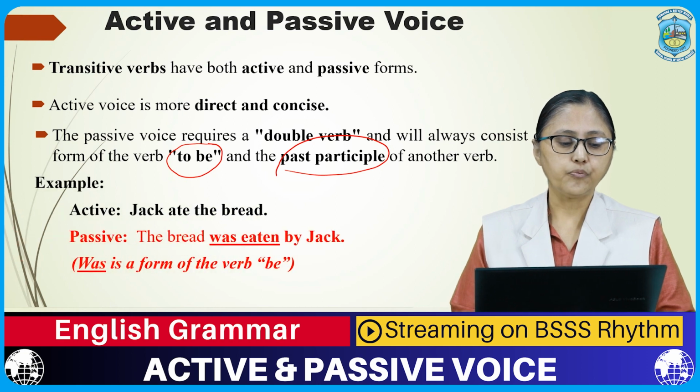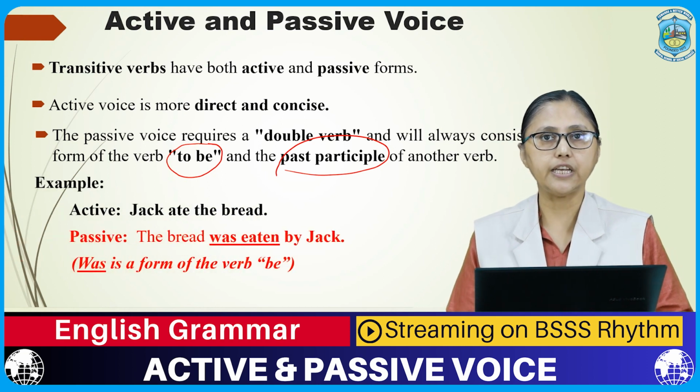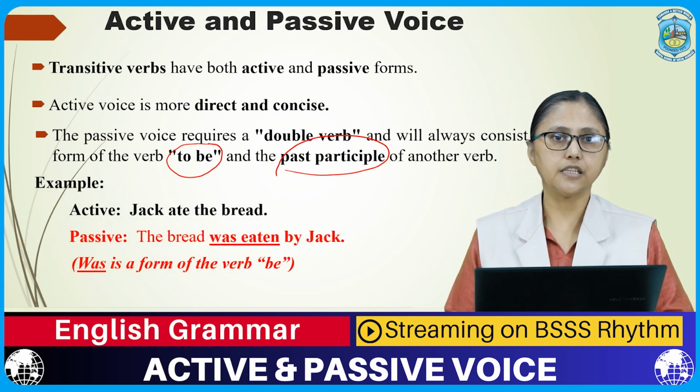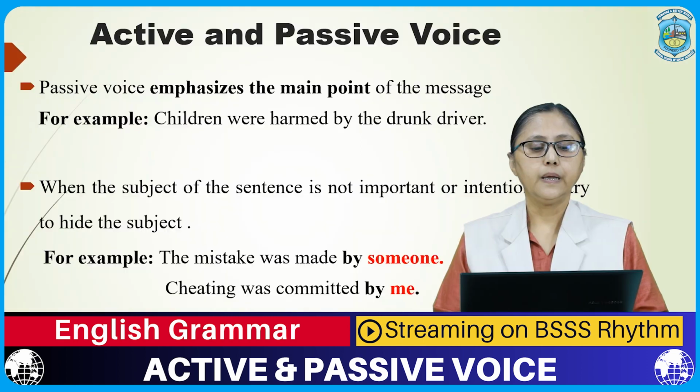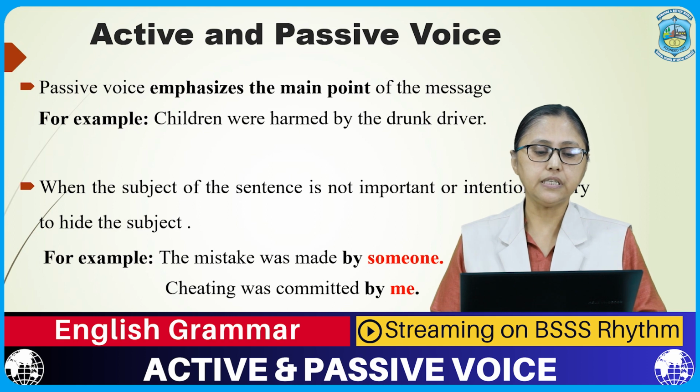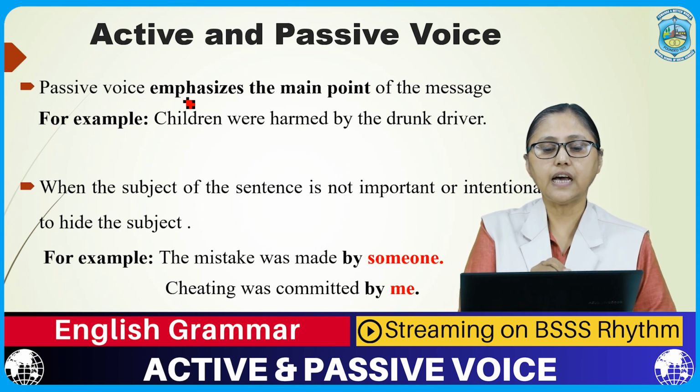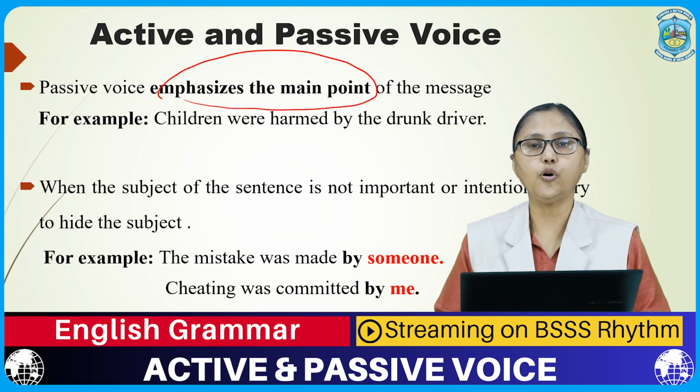For example, we have the sentence Jack ate the bread. The voice is active. We change it into passive voice, and the sentence becomes the bread was eaten by Jack. So, was is our to be form of the verb and eaten is the third form or the past participle form of eat.